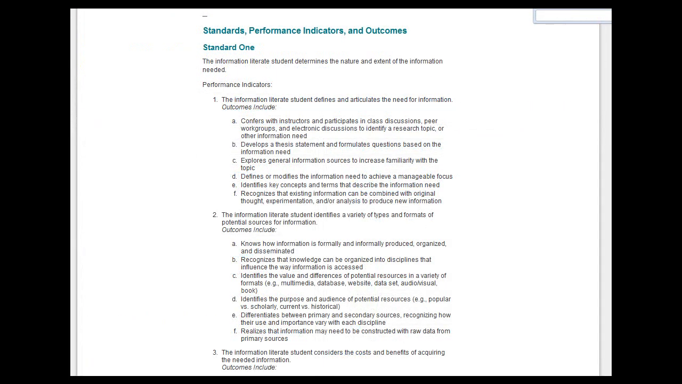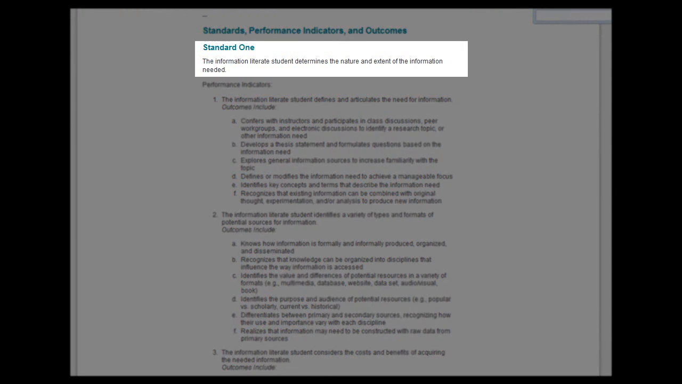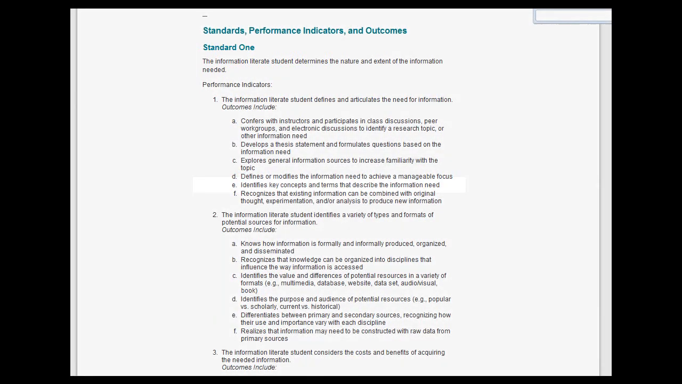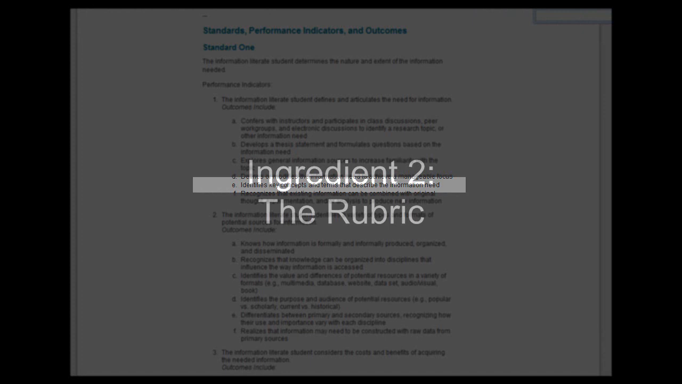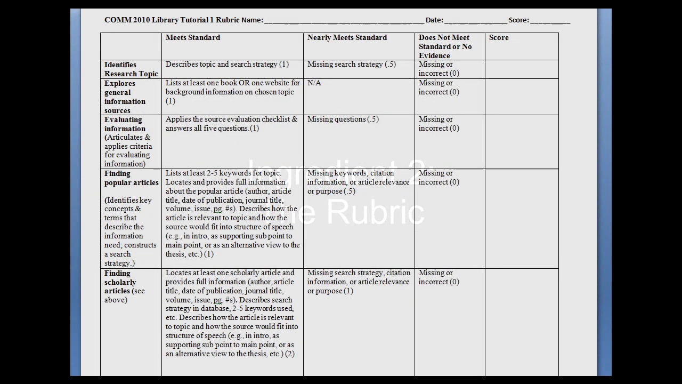This was tied to ACRL Standard 1, the information literate student determines the nature and extent of the information needed, and specifically to the learning outcome that students should be able to identify key concepts and terms that describe their information need. The second ingredient is a rubric that we designed that allows TAs in the class to easily grade each question asked in each section of the tutorial.